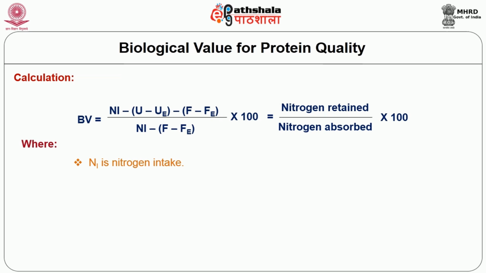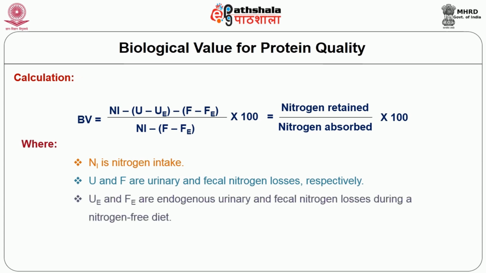Ni is nitrogen intake, U and F are urinary and fecal nitrogen losses respectively. UE and Fe are endogenous urinary and fecal nitrogen losses during the nitrogen free diet. Because, as I have mentioned, we are also giving one group of animals the protein free diet, so that you will have a different spectrum of nitrogen retention from the endogenous nitrogen quantity.